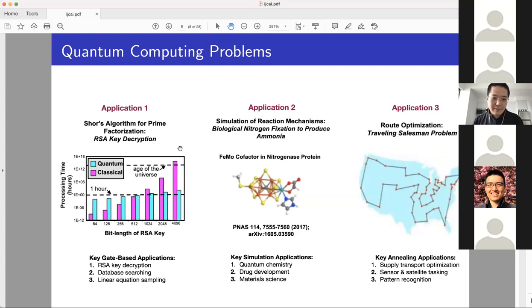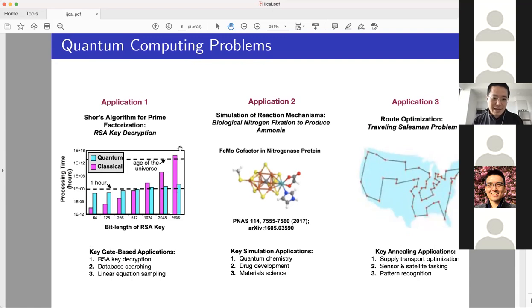The first one is the application of quantum finance. Quantum finance means that there are so many important issues in this field. For example, the RSA key decryption. For classical computers, if the bit length of the RSA key is quite long, it's impossible to decrypt such an RSA protocol, because it takes the age of the universe to get the private key.